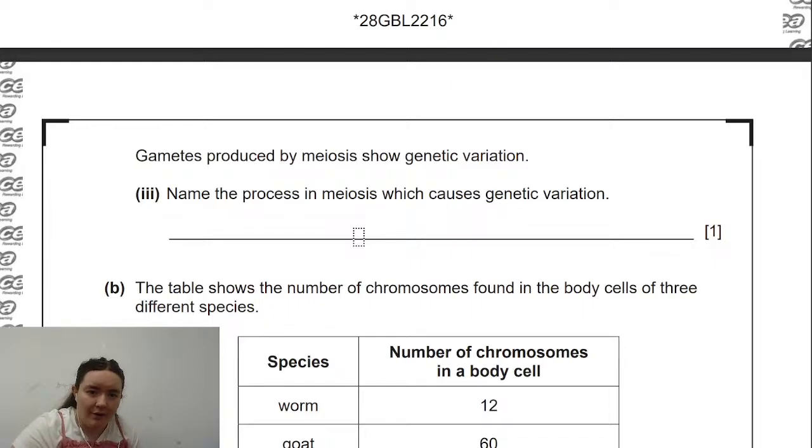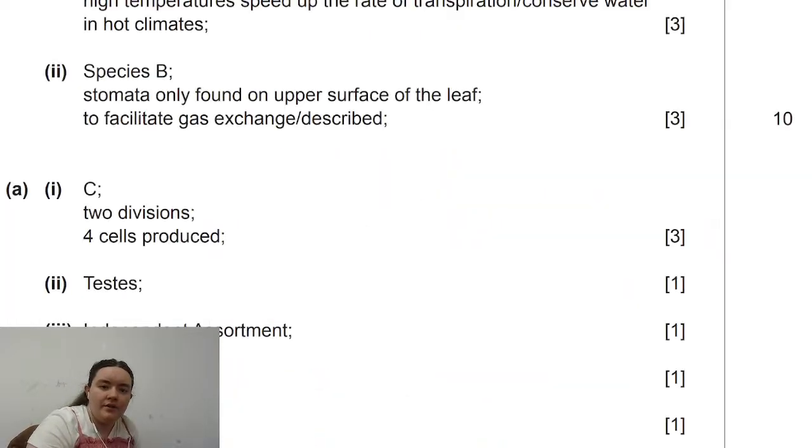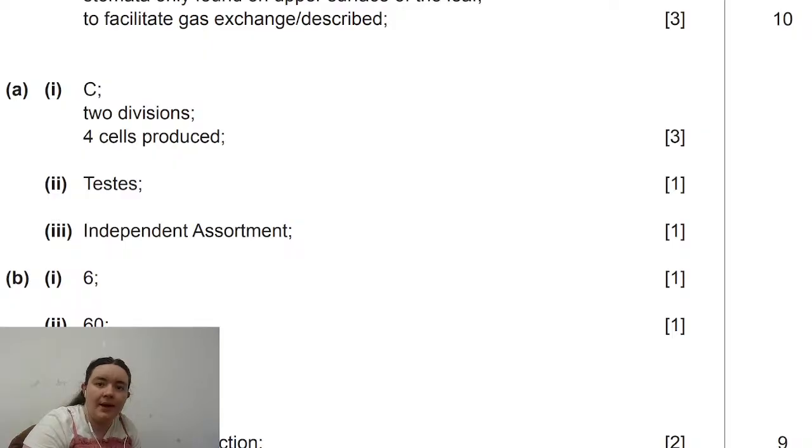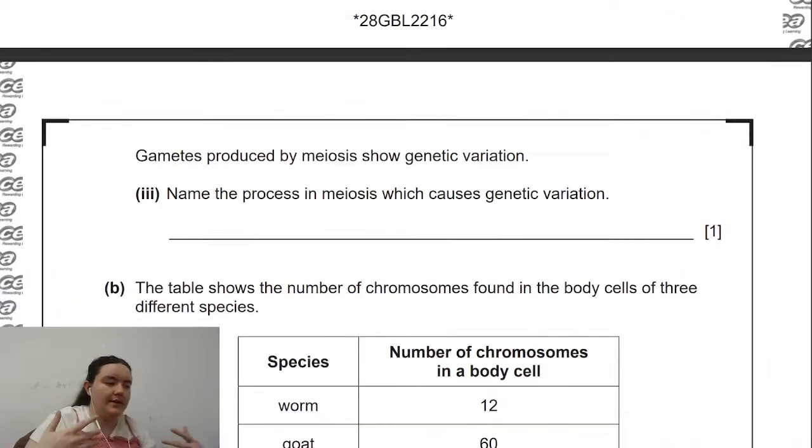Name the process in meiosis which causes genetic variation. So that is independent assortment. And basically what that means is whenever all of the cells are lining up in the middle of cell division, they sort of swap about what's on their genetic code. So not every chromosome is a copy of the chromosome that it came from. Some will have genetic information from parent 1 and some will have genetic information from parent 2.